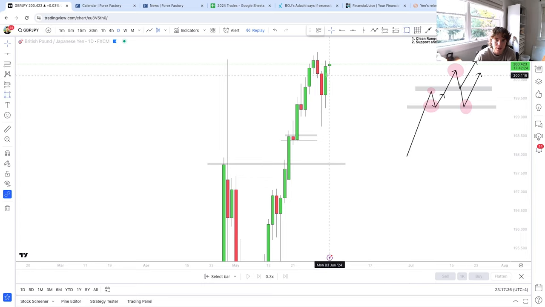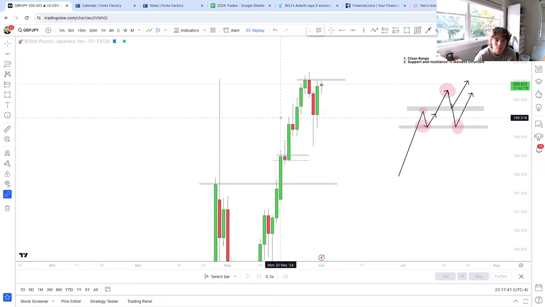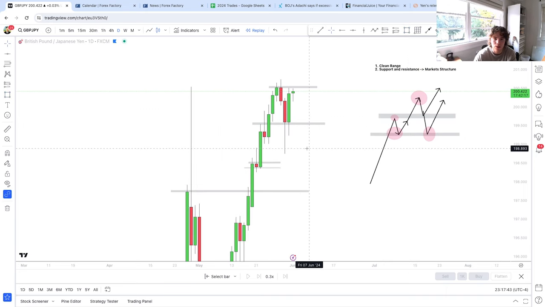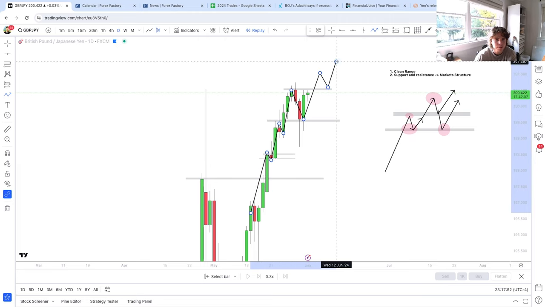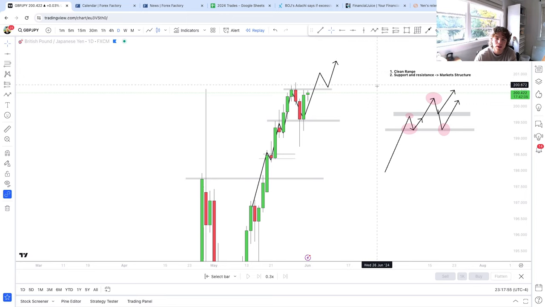Okay, same thing up here. We create resistance by closing bearish, and we create support by closing bullish. That's all we need to look for. And if you think about this, all we're doing is higher high, higher low, higher high, higher low, higher high, higher low. Okay, that's all we really want to be looking at when I'm talking about support, resistance, and market structure.